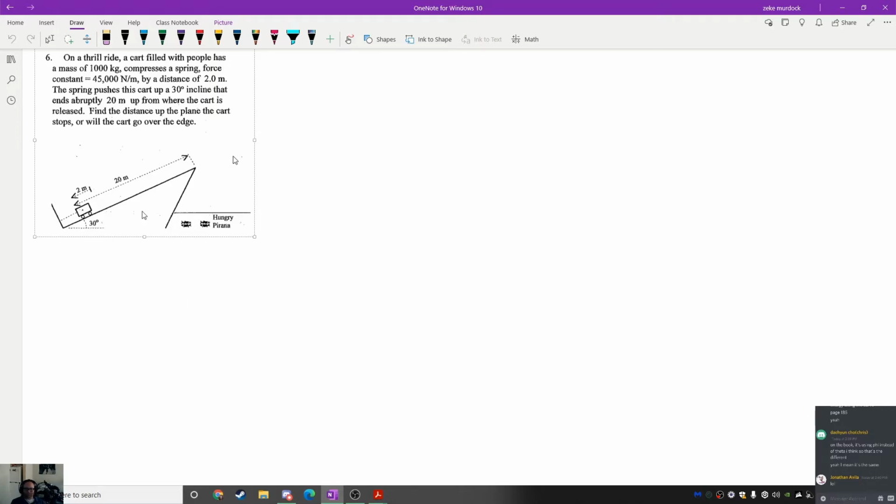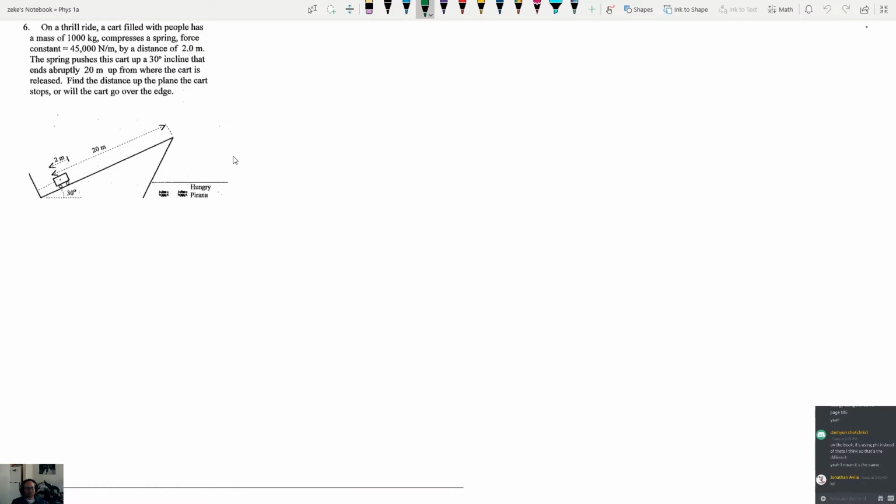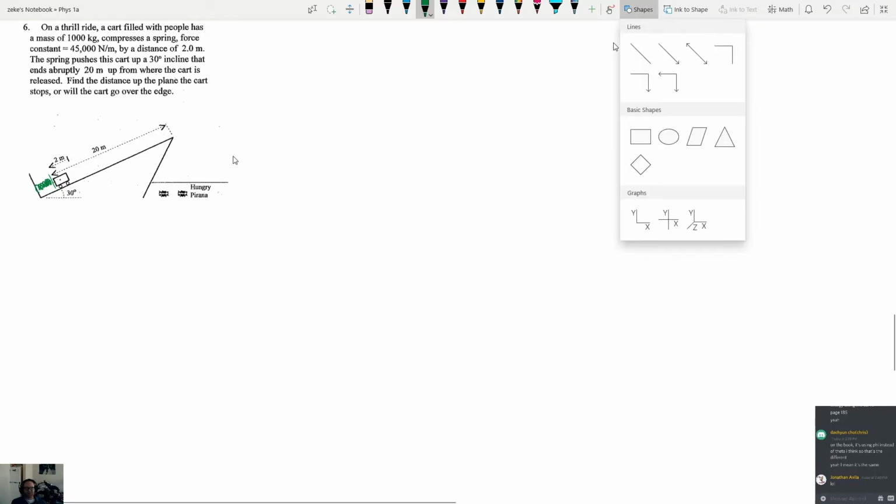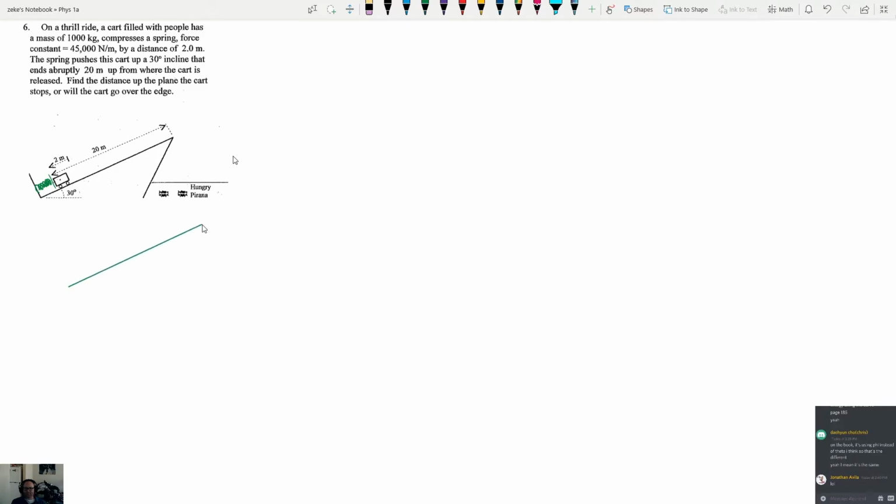Okay? So it's not shown here, but the idea is that there is some kind of a spring that's being compressed here. Let's go back to full screen. There's some kind of spring that's being compressed right here. And it's being compressed by an initial distance of 2 meters. And what we want to figure out is what's going to happen when this cart moves up the ramp. So we'll draw a second picture down here.